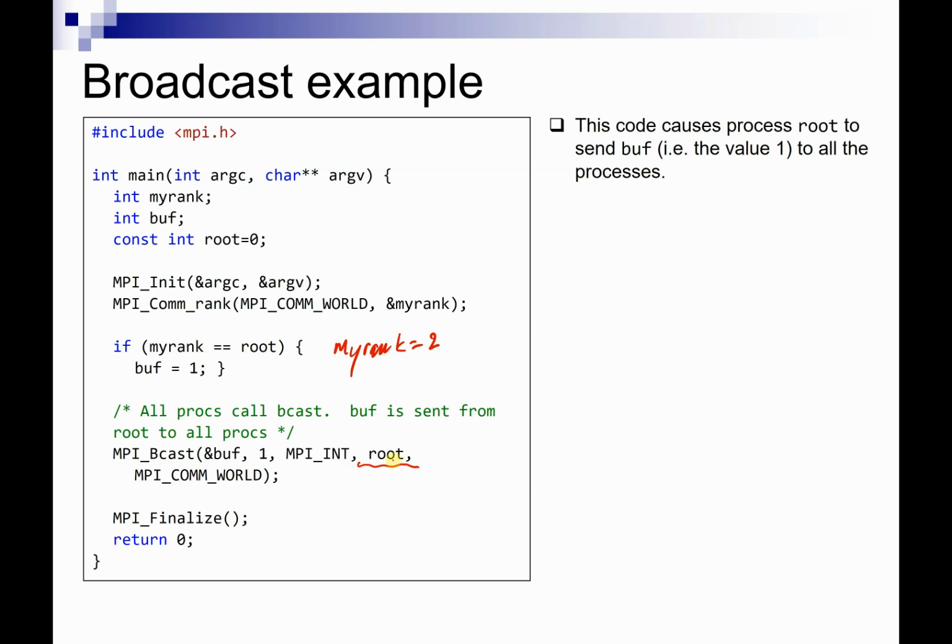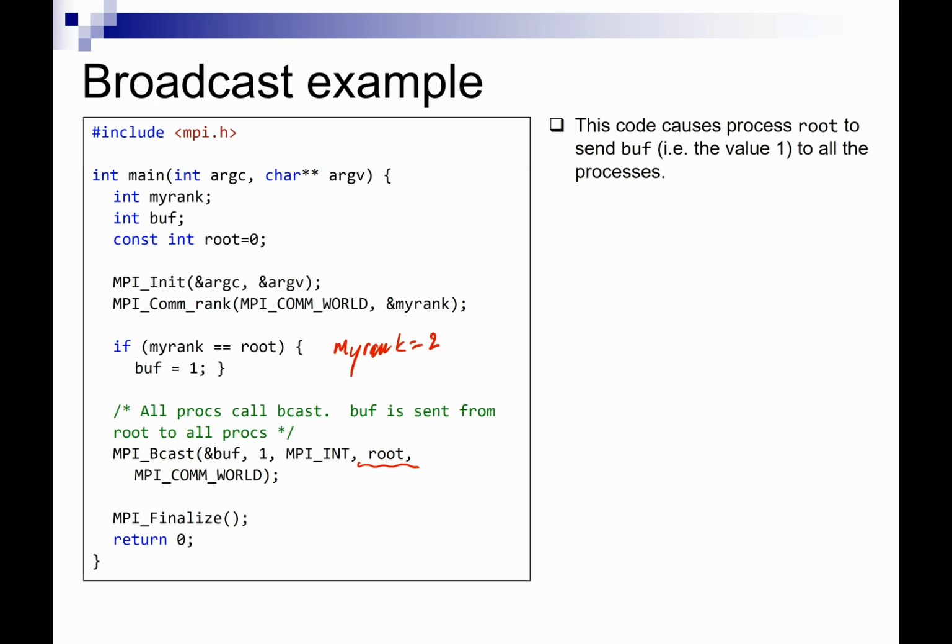If they're the root, then when they call this MPI broadcast, they're actually going to do the broadcast. But if they're not the root, if my rank is 2, for example, then when I call this MPI broadcast, this is actually going to cause me to receive a value from the root. So just keep that in mind.